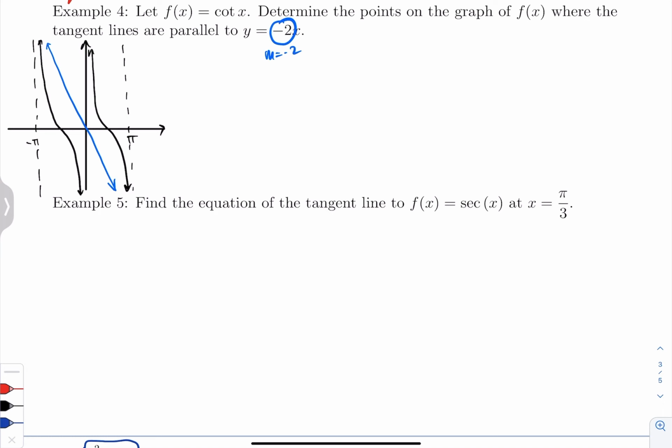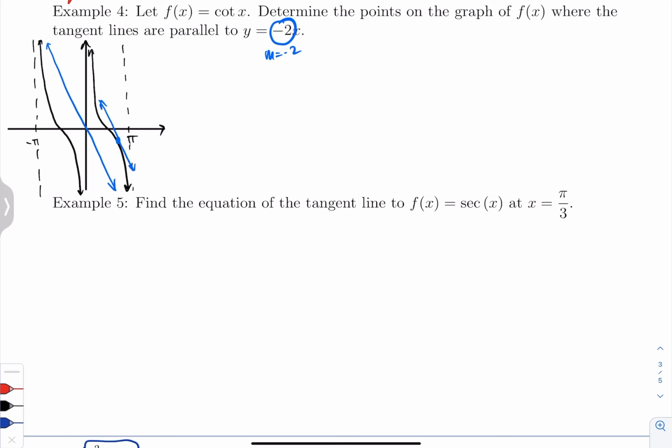So what we want to know is where are the tangent lines? Where do the tangent lines have a slope of negative 2? Well, it probably looks like it's something like around here. That looks like it's going to be pretty parallel to what we have. So we want to know what is that point.